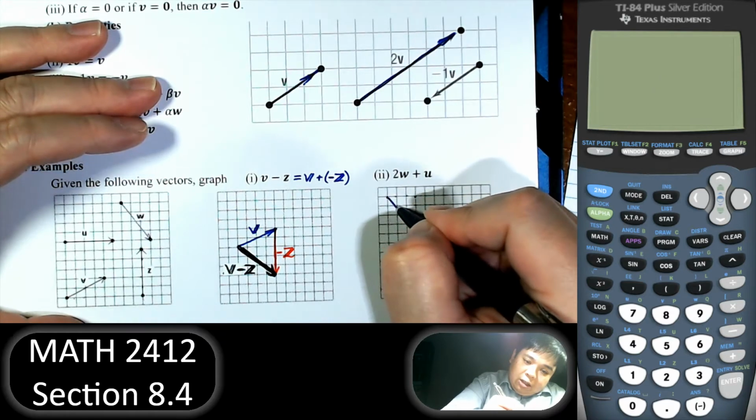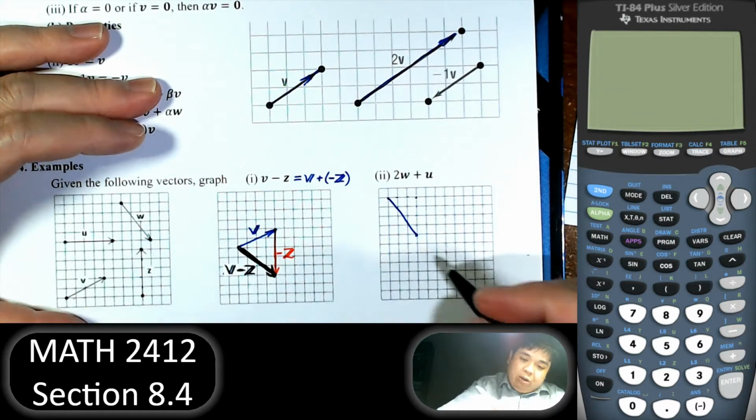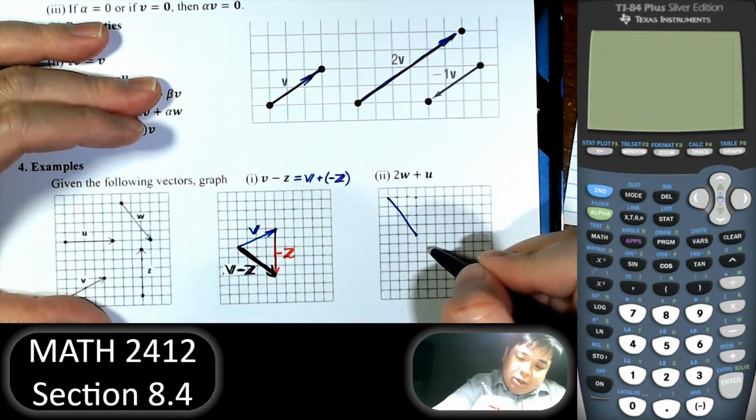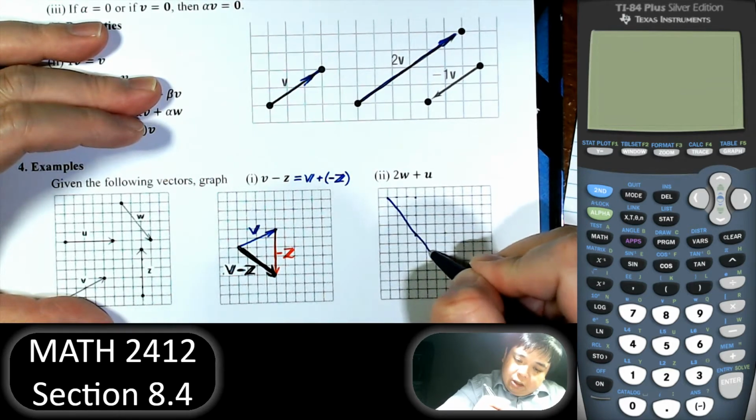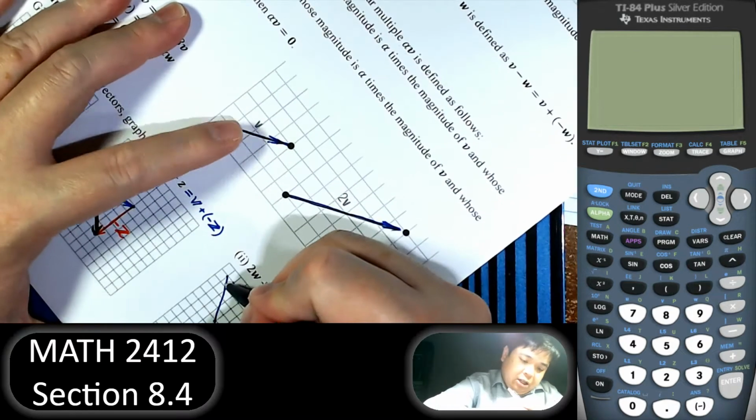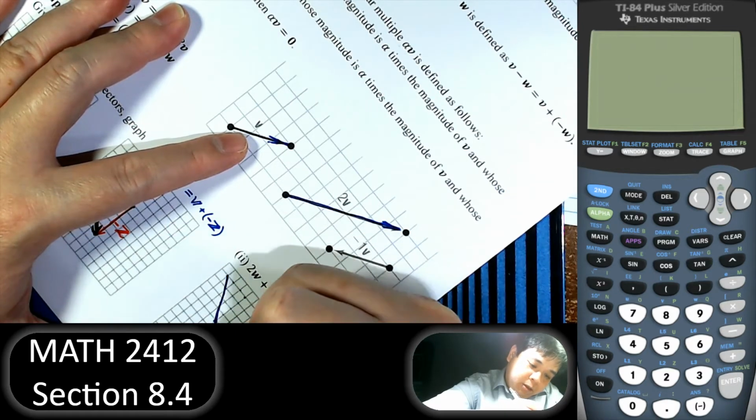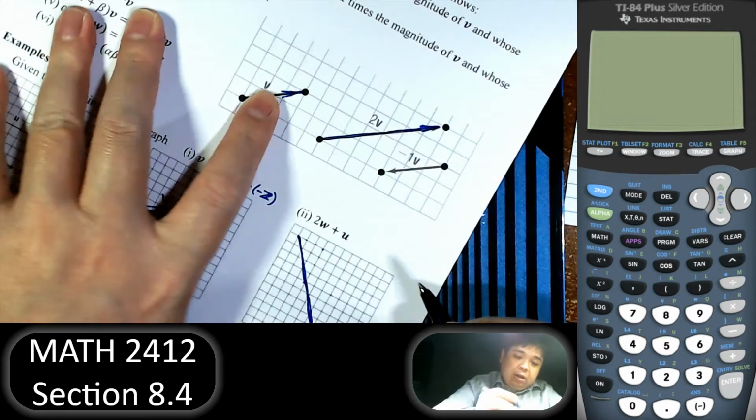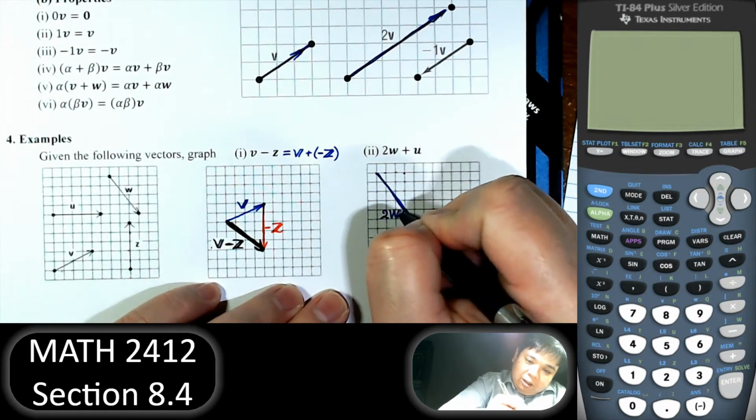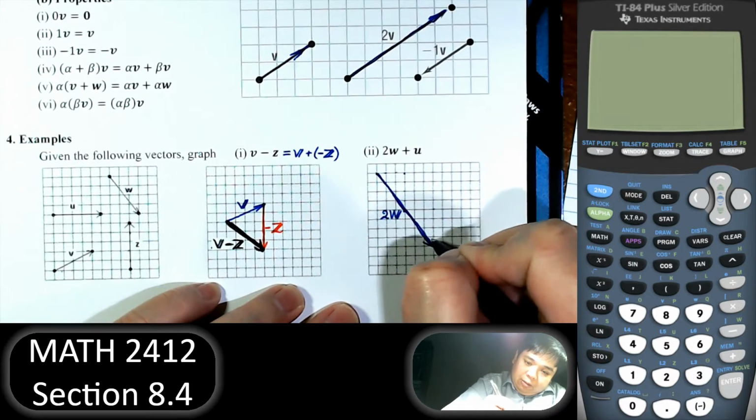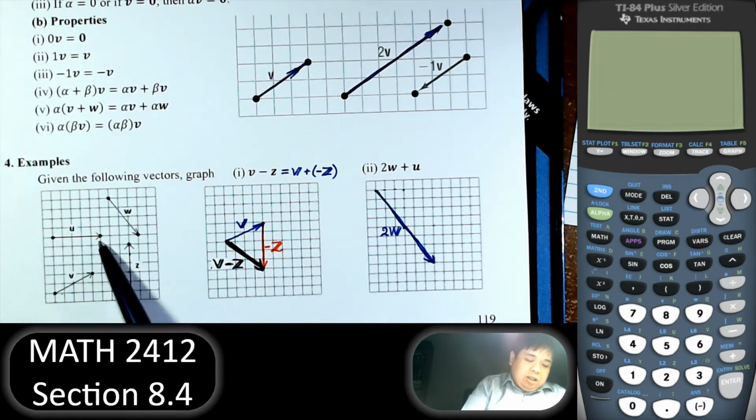So that is a W, right? Because it's pointing down. But this is 2 times W, so it will be twice as long. That is a vector 2W. And then plus U. Vector U is this much.